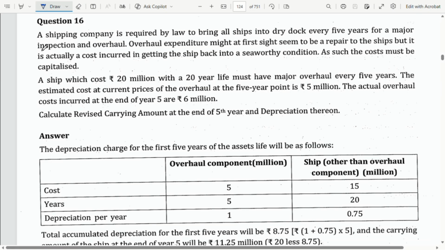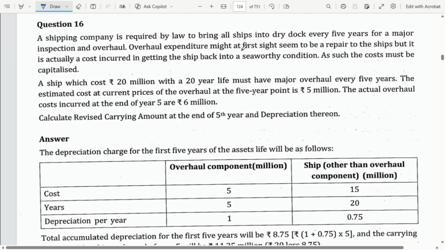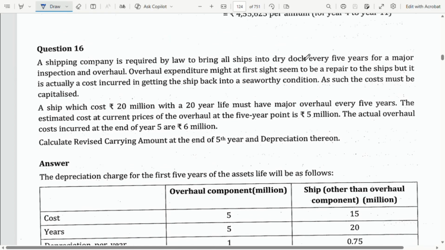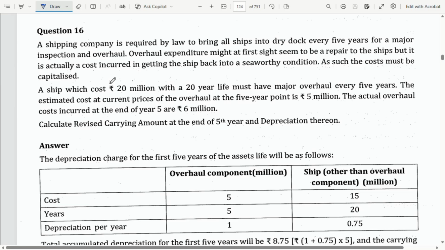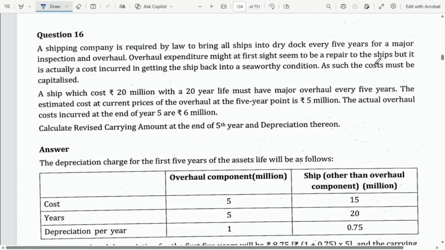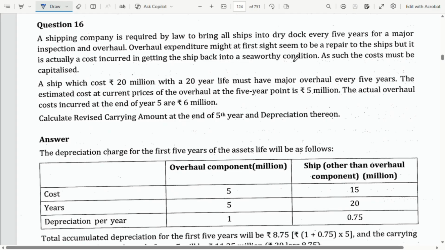A shipping company is required by law to bring all ships into dry dock every 5 years for major inspection and overhaul. Overall, the expenditure might at first sight seem to be a repair to the ship, but it is actually a cost incurred in getting the ship back into seaworthy condition. As such, the cost must be capitalized.